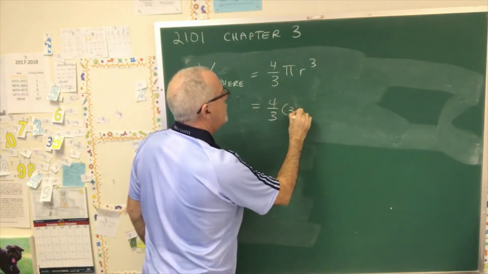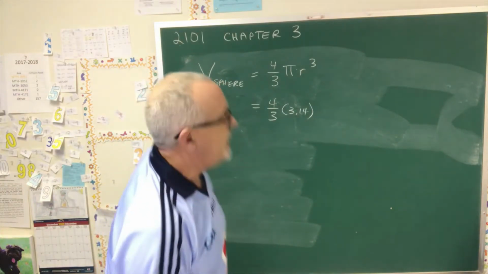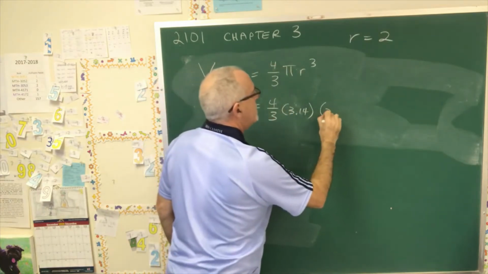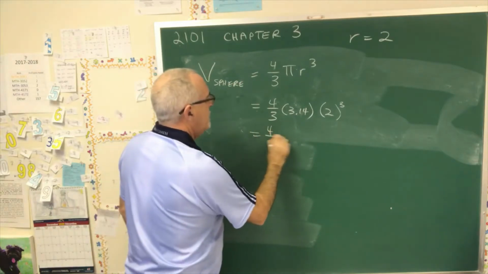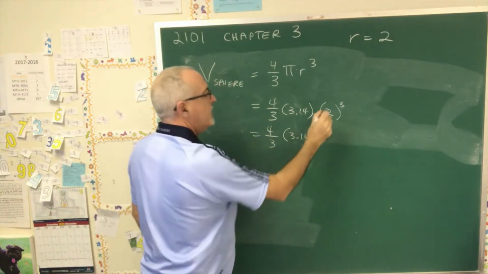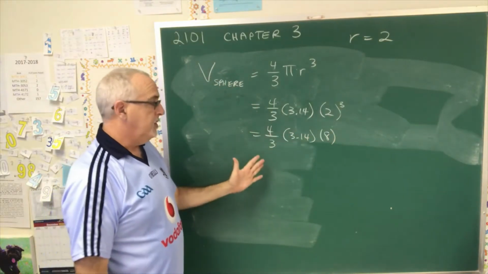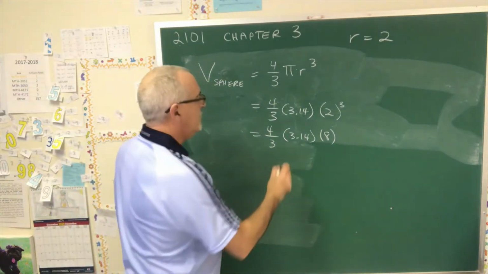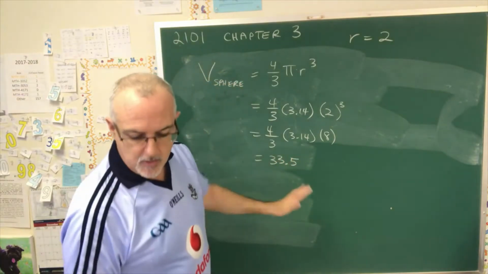Pi is 3.14 again. My sphere has a radius of 2. So it's 2 cubed. BEDMAS, I don't want to multiply yet. 2 cubed is 8. I did my exponent first. Now I can multiply. 4/3 times 3.14 times 8 is equal to 33.5. I believe that is rounded.